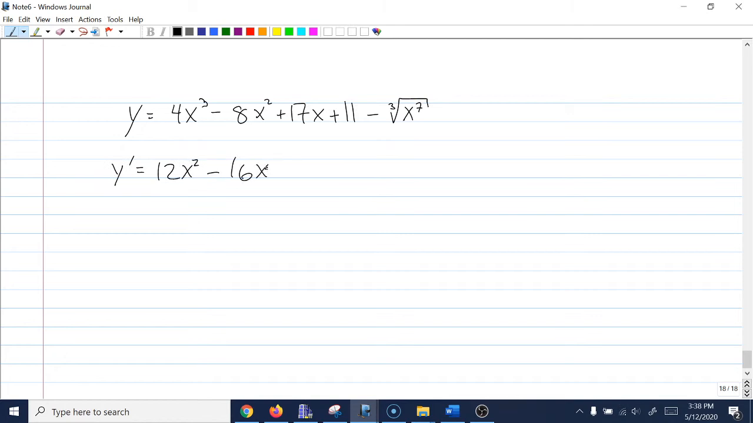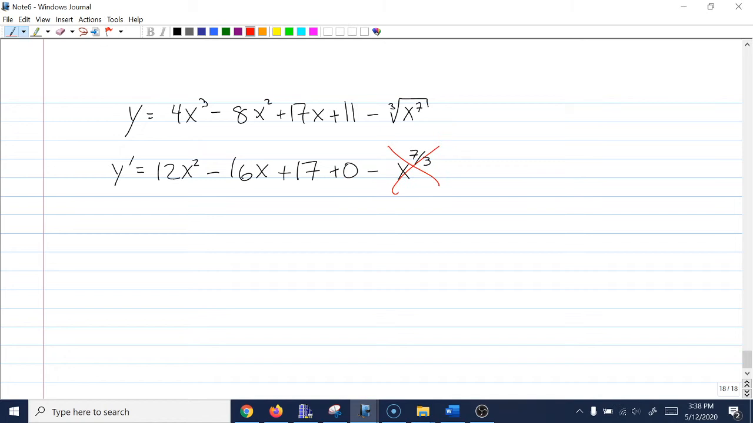Let's try a new one. Here's the thing that gets real confusing. 4x cubed minus 8x squared plus 17x plus 11 minus the cube root of x to the 7. What's the derivative of this? The derivative of 4x cubed is 12x squared minus 16x plus 17 plus 0 minus, what is this? This is x to the 7/3. I have made a mistake. The mistake I have made is I didn't take a derivative at that step.